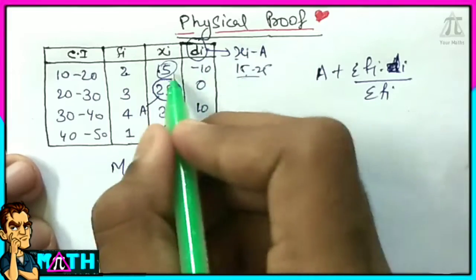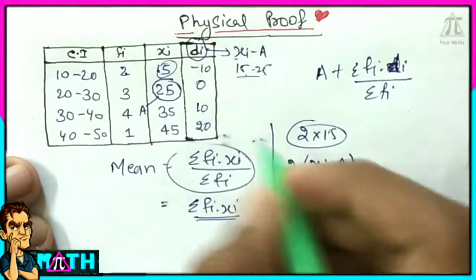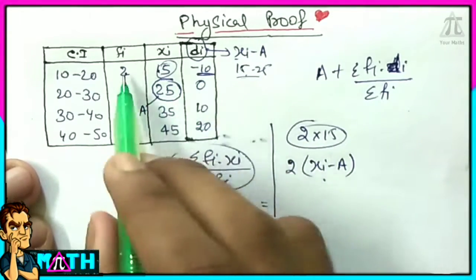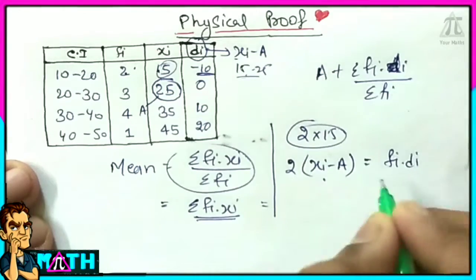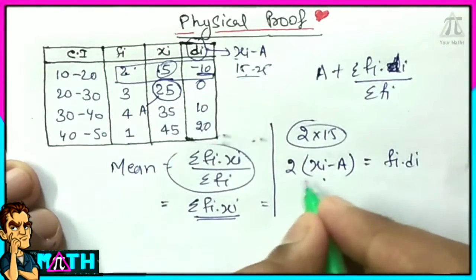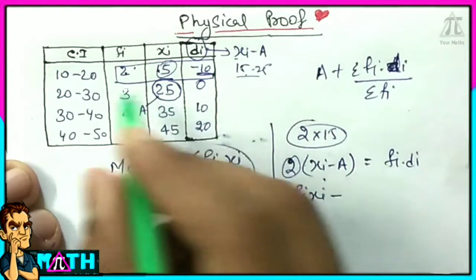For the first observation's class it's 2 into 15, but what we have done here is we multiply di with fi. So fi into di we have done here, which is 2 into minus 10 for the first observation's class. Remember, I am only considering the first class. Now to calculate the mean we need fi into xi, and 2 is what? Fi of the first observation's class.